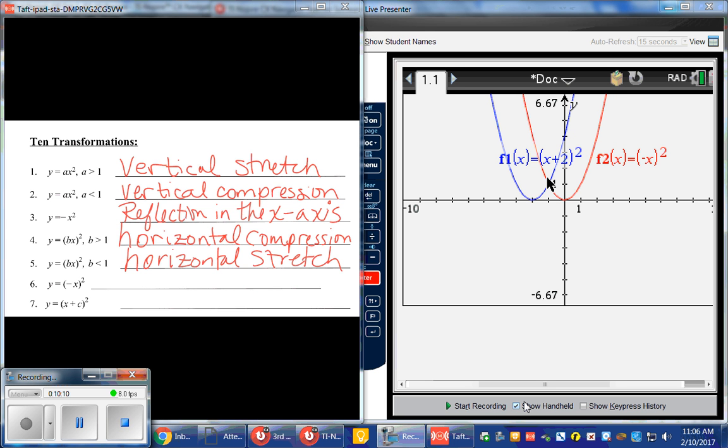Let's do the same thing with the red function. So push tab, go up, and we're going to change that to negative x plus 2. Let's see, does it stay on top? Oh, no, it moved to the other side, right? So what this is, it's a reflection in the y-axis. A reflection in the y-axis. Beautiful. Very nice.